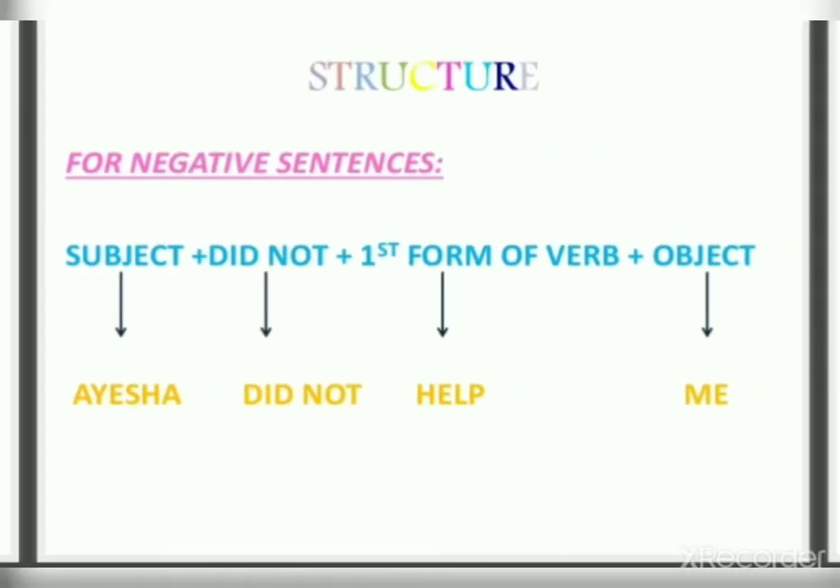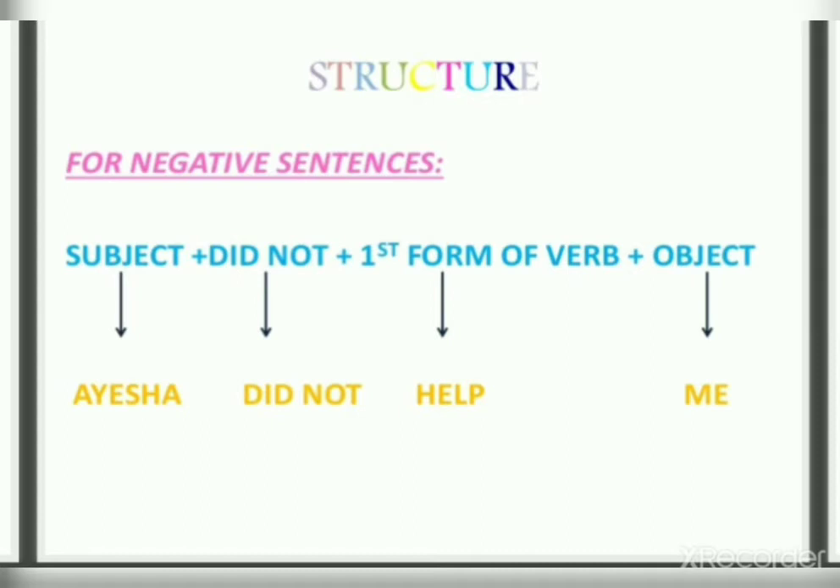Then we come towards the second type of sentence, which is the negative sentence. We need negative sentences too, and these negative sentences have a different structure. To make a negative sentence of simple past, we need a helping verb, which is did, and a negative marker, which is not. So we need subject, did not, first form of verb, and object.